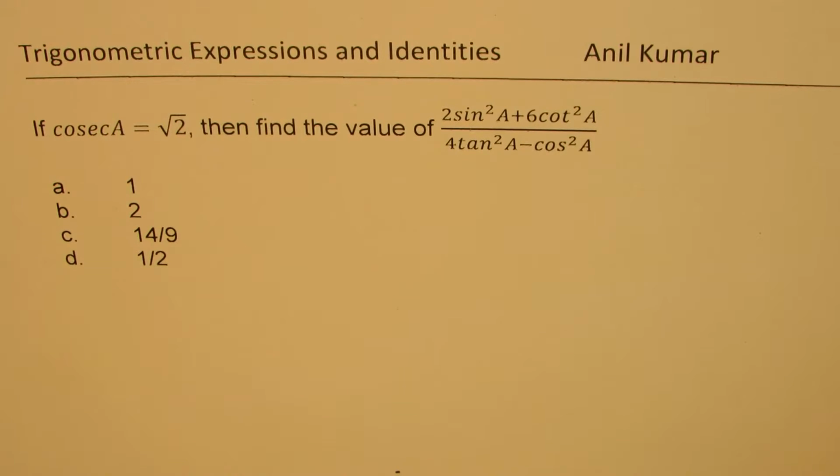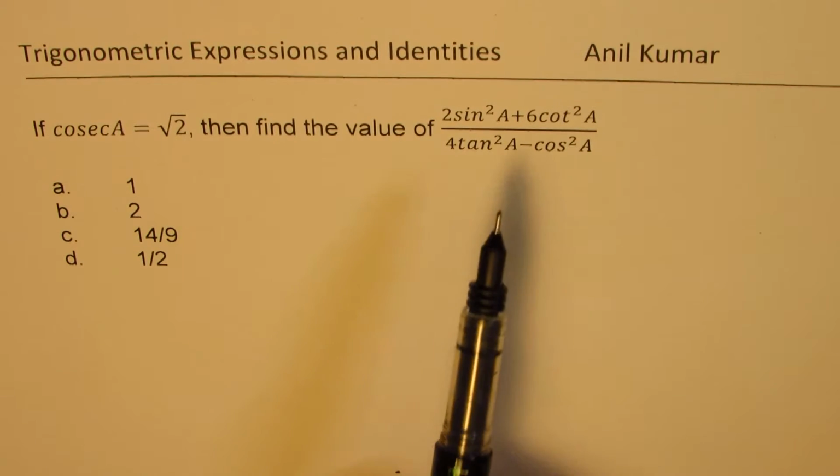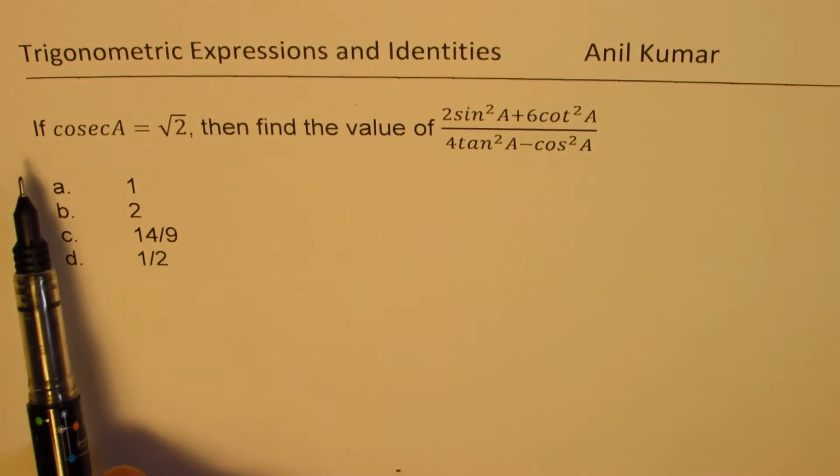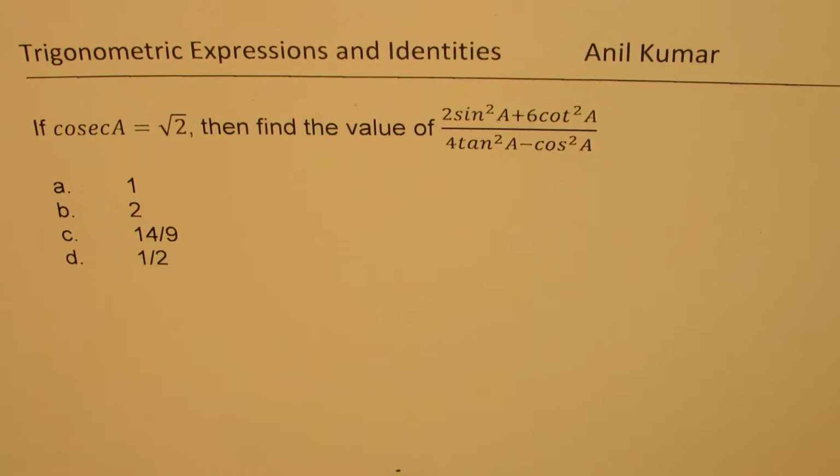We'll take a few multiple choice questions. In this video, we need to evaluate the expression given here when we are given that cosecant A is equal to square root 2.